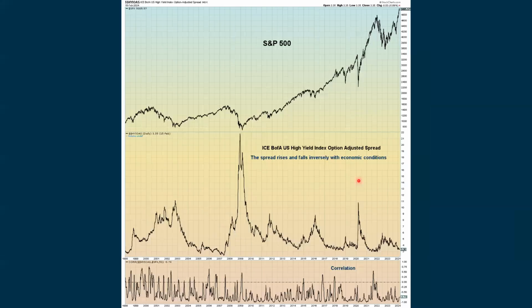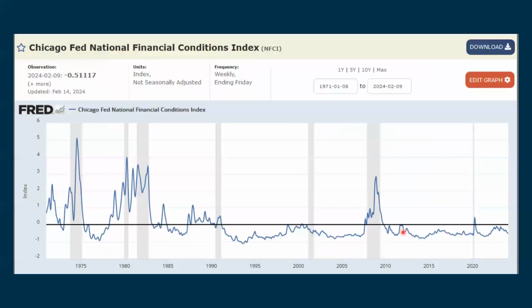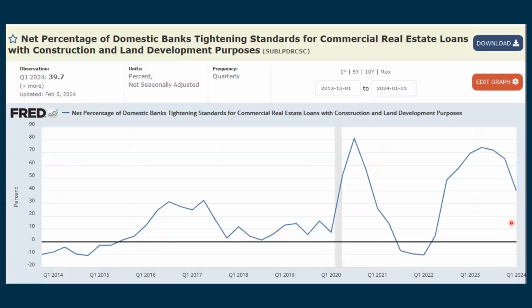Then we look at the spread between risky and not as risky bonds. And when this is going down, that means that things are okay. It's when it really spikes up, that's when we are worried about what's happening economically. The Chicago national financial conditions continue to be below the black line and declining. That's positive. We get nervous when it goes above the black line.